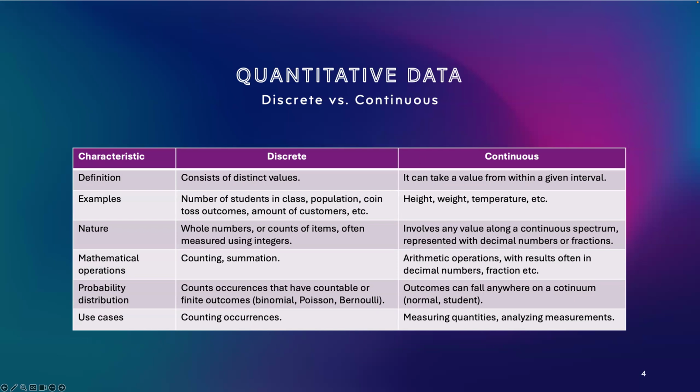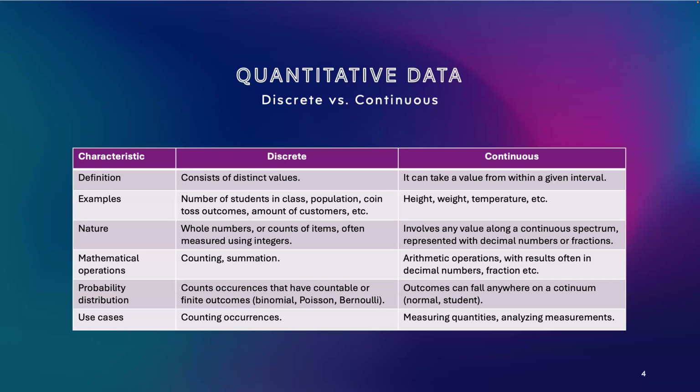So, if we look at their definitions, discrete data consists of distinct values, usually whole numbers. Continuous data can take a value from within a given interval. Some examples here. For discrete data, we have number of students in a class, population, coin toss outcomes, amount of customers, and so on. Continuous data, some examples are height, weight, temperature, and so on.